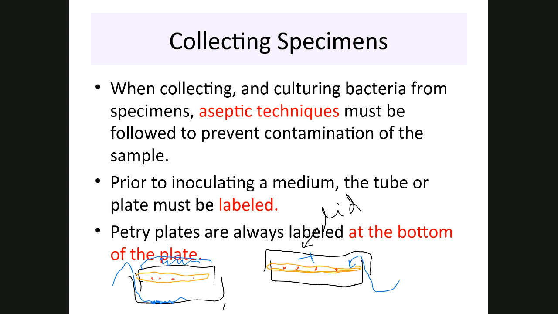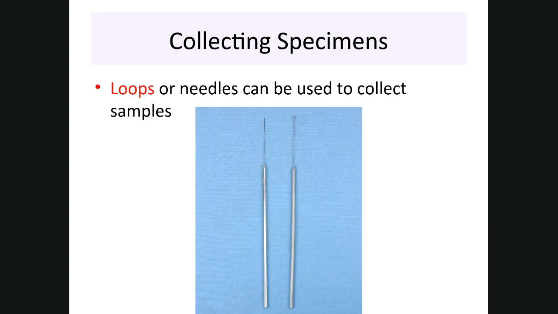Not to mention, in a real lab, this happens once in a while, lids fall. And if you have two lids that fall, all of a sudden you don't know which lid goes to which plate. So just for practical reasons, but you do need to know, why do we keep plates upside down? Why do we label at the bottom? Those are just your basic how-tos in the lab.